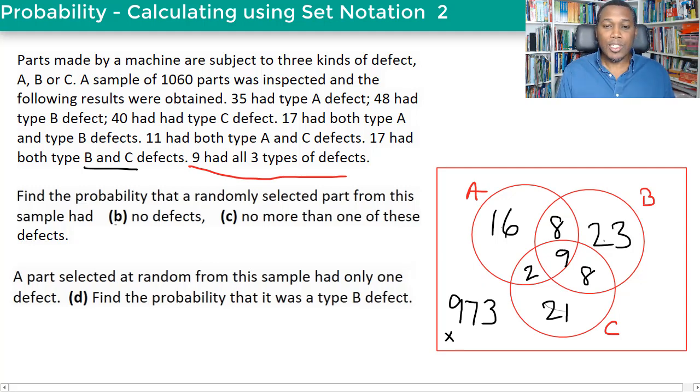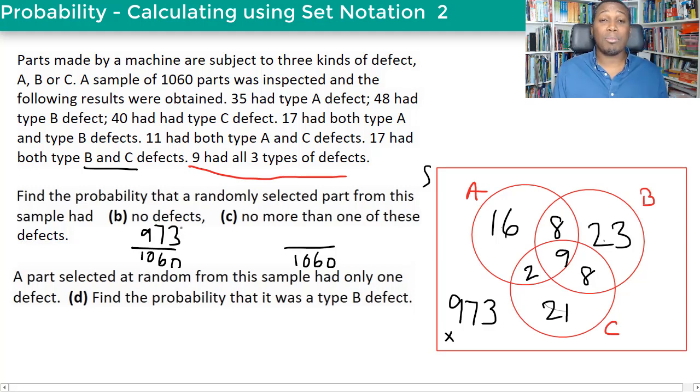Now, in terms of answering the questions, they're all probability questions. So for B and C, let's deal with B and C. The denominator is going to be 1060 because that's the total of the entire sample space. I should have had the S there, my apologies. That's my entire sample space, S. And no defects means not in A, B, or C, which means the 973. So the probability of no defects is 973 over 1060.